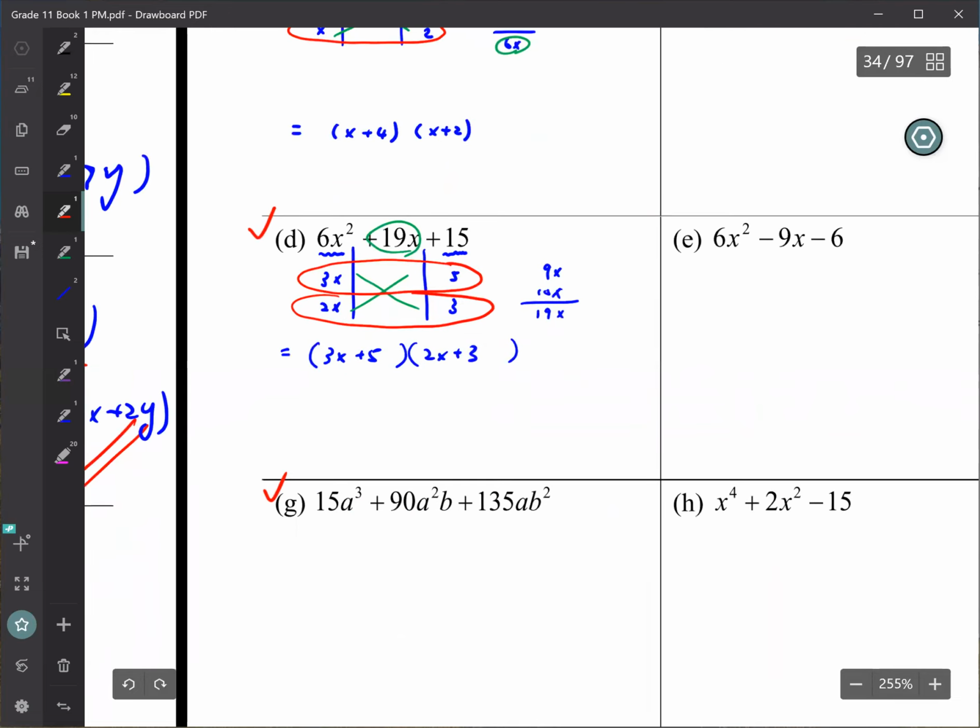Okay, question G. So question G, you can see that this one has GCF, and the number is quite big, right? 15, 90, 135. So if you just start with a cross multiply, then you have too many options. Okay, so you should always remember you want to check if there's any GCF to take out first.